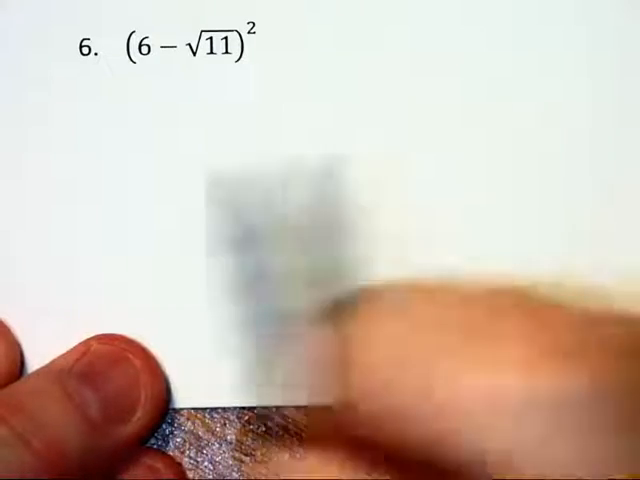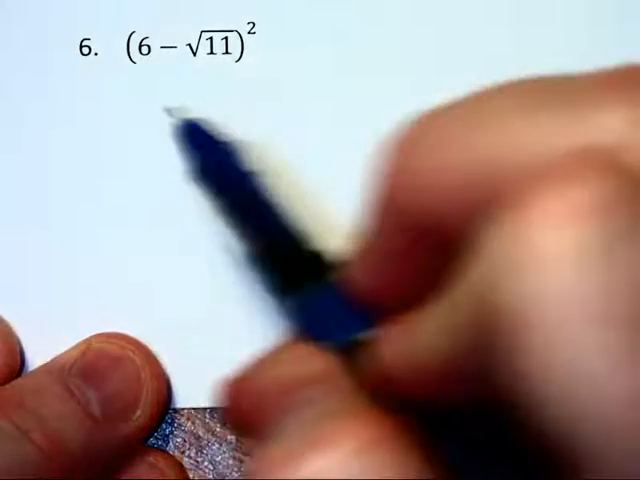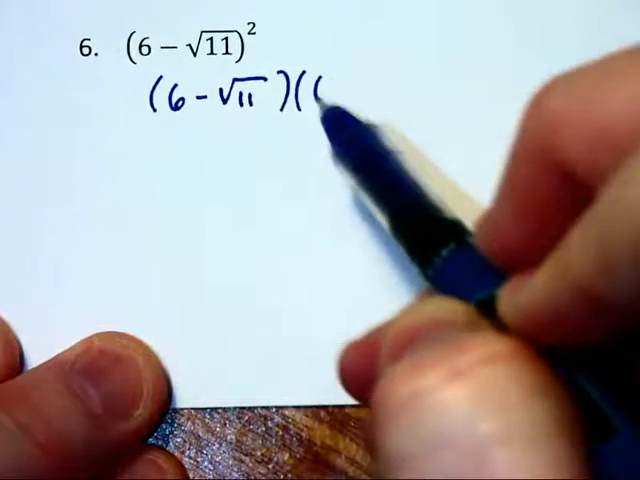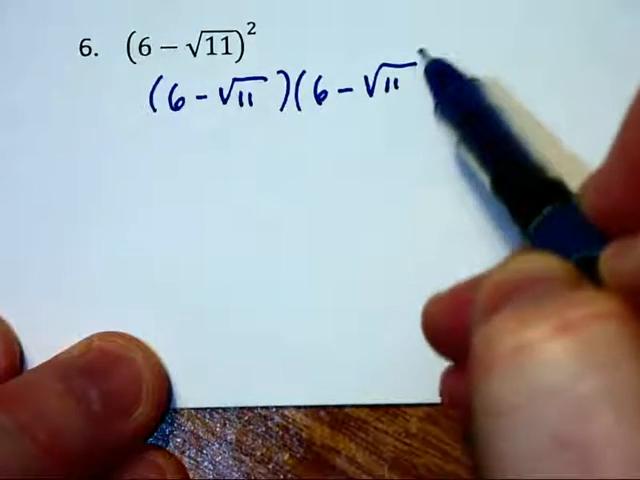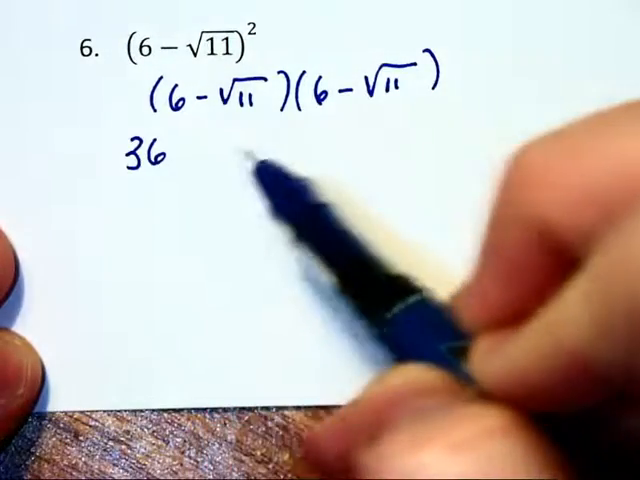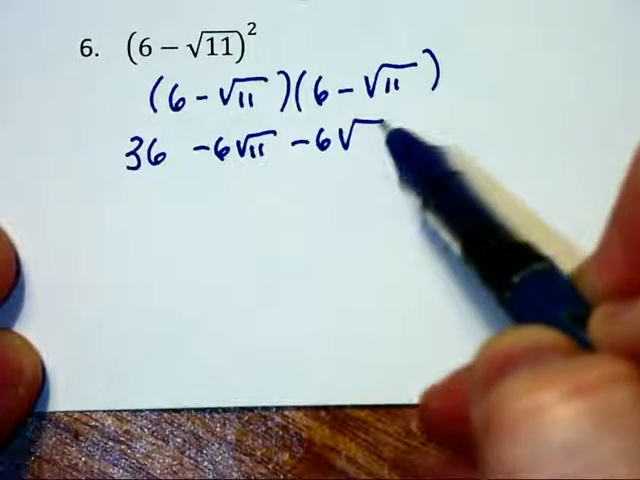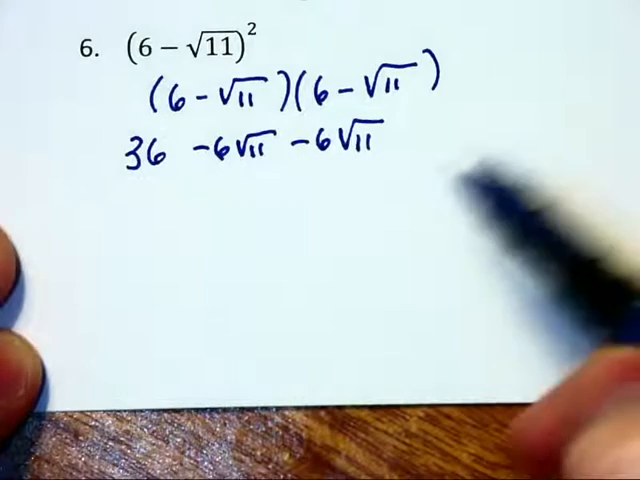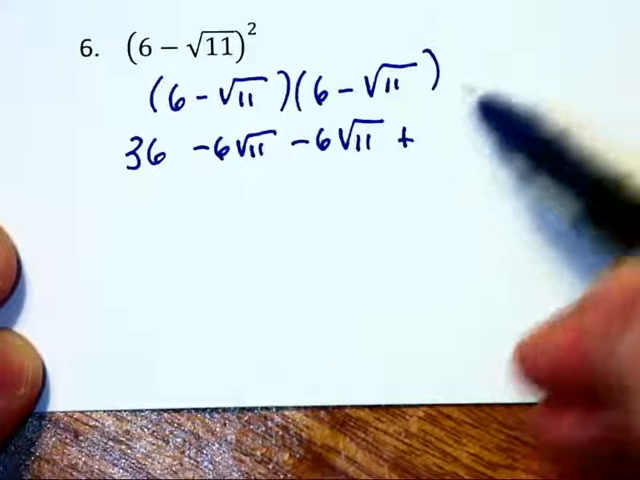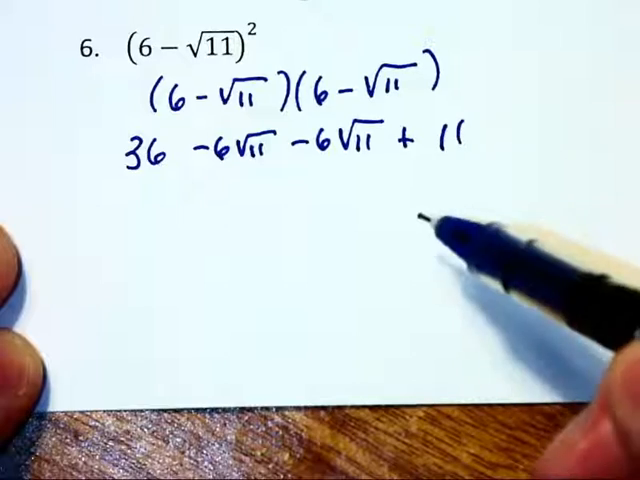On this next problem, which is a binomial square, do not square across that minus sign. Instead, write this as 6 minus root 11 times again 6 minus root 11. The first part of FOIL gives us 36, and we're going to have a minus 6 root 11 and again a minus 6 root 11 for the interior terms, plus 11 squared, or square root of 11 times the square root of 11, which is just going to be 11 here.